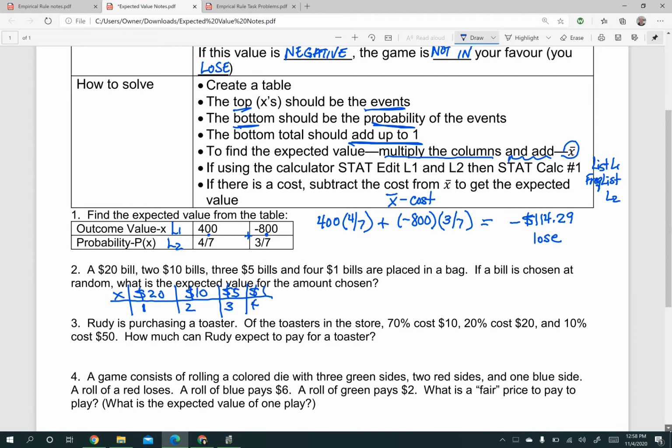Okay. Well, how many bills do we have altogether? Because we want to know the probability of getting these. So we have 4, 5, 6, 7, 8, 9, 10. And so the probability of these is this. And so if we wanted to do the multiplication, we could do it by hand.